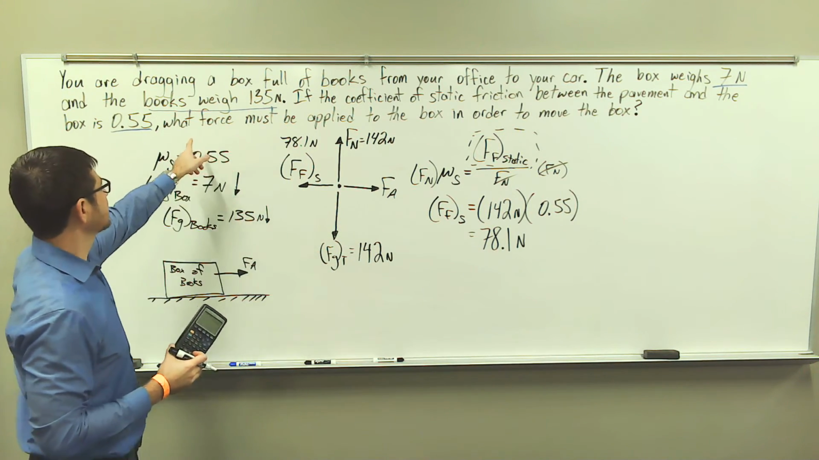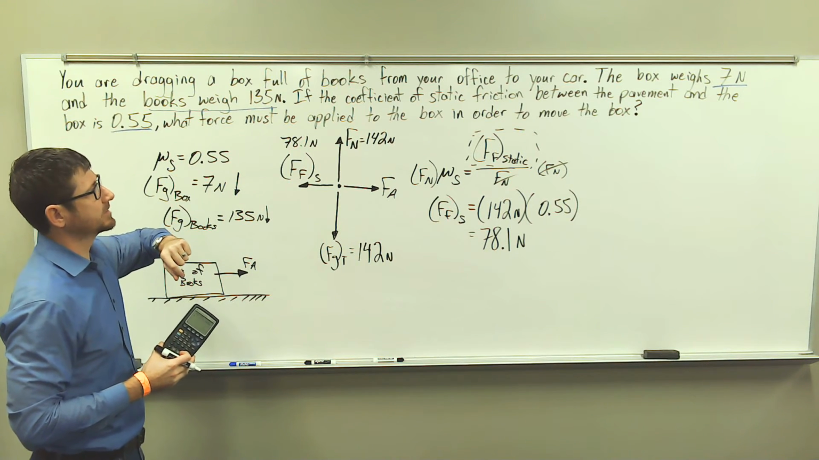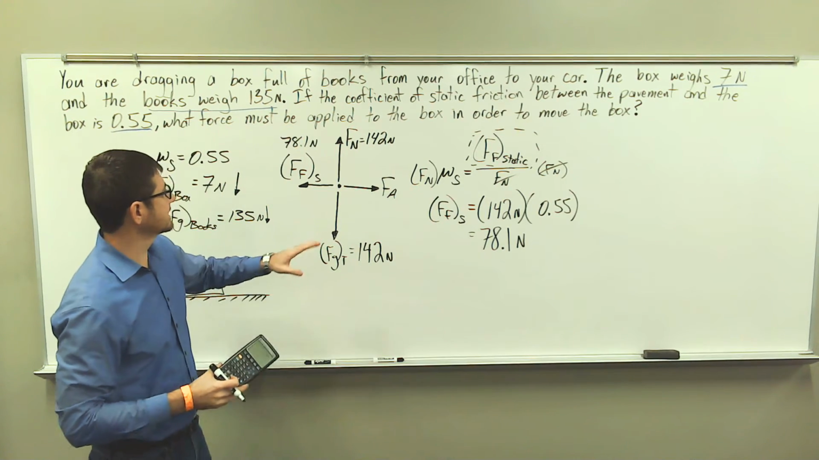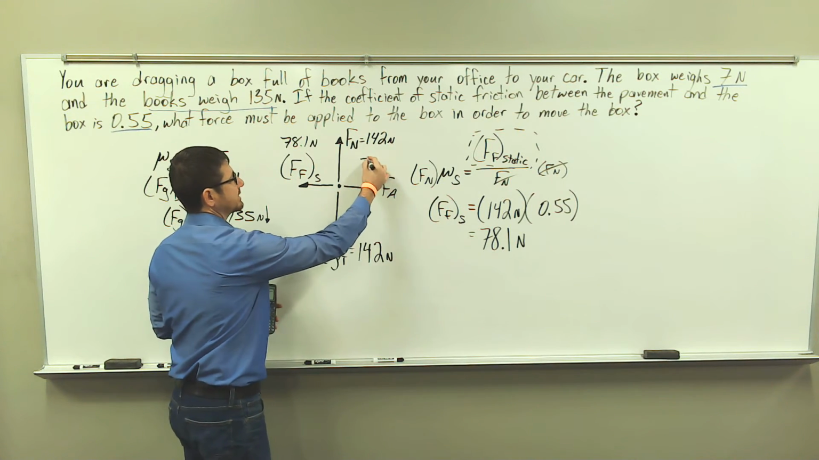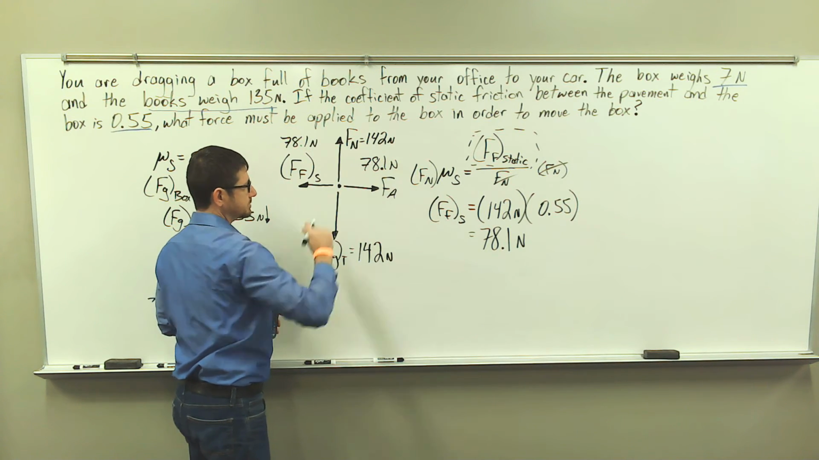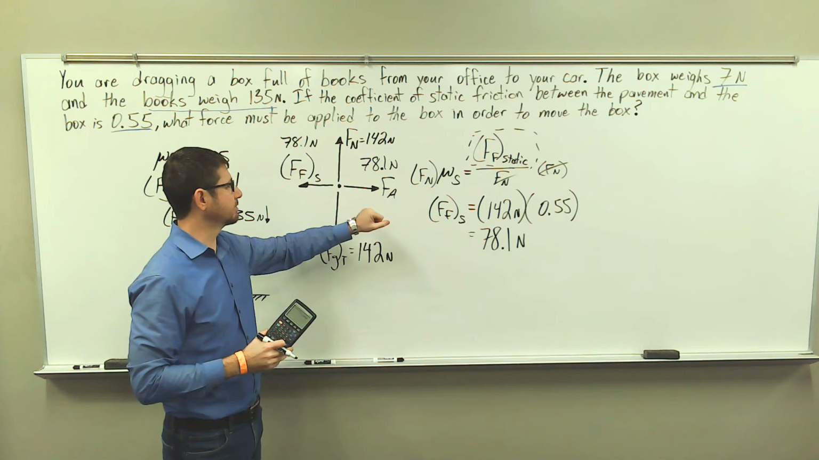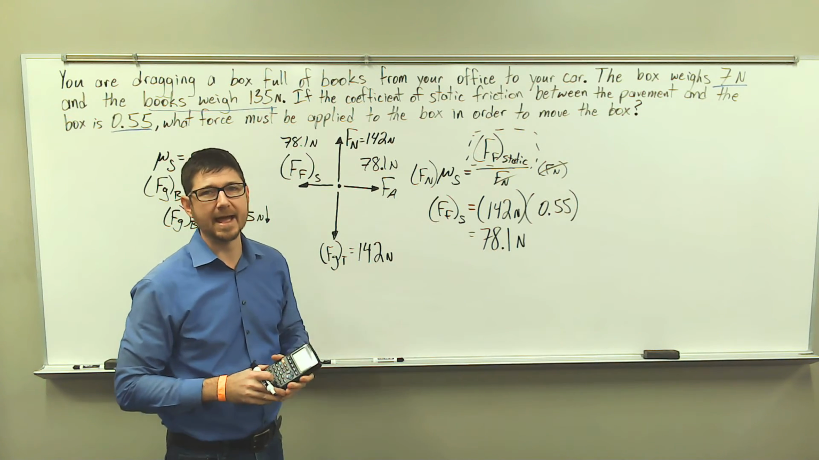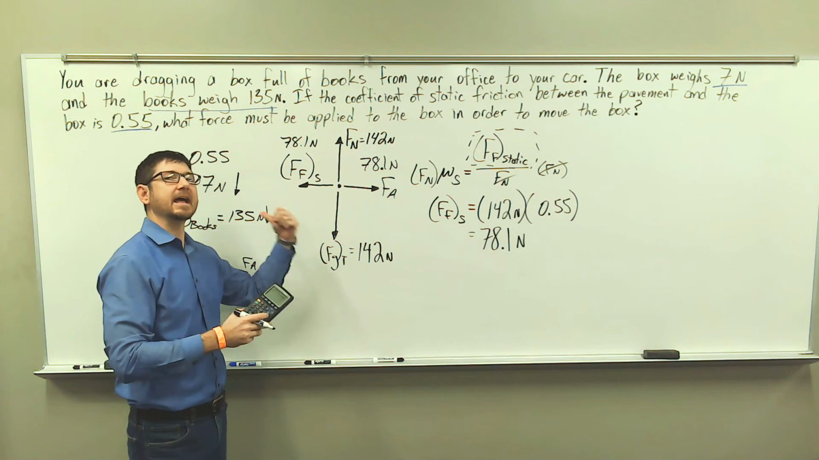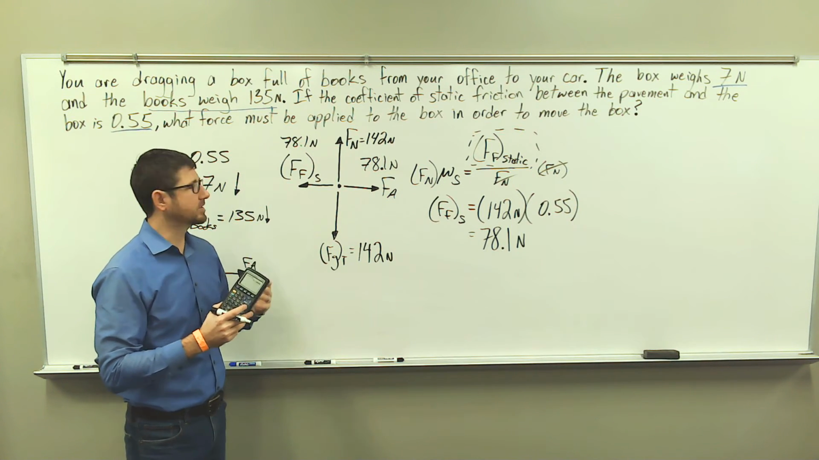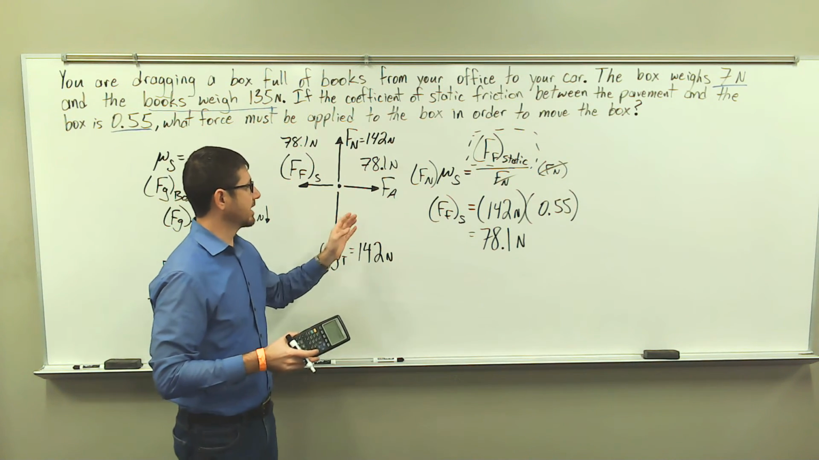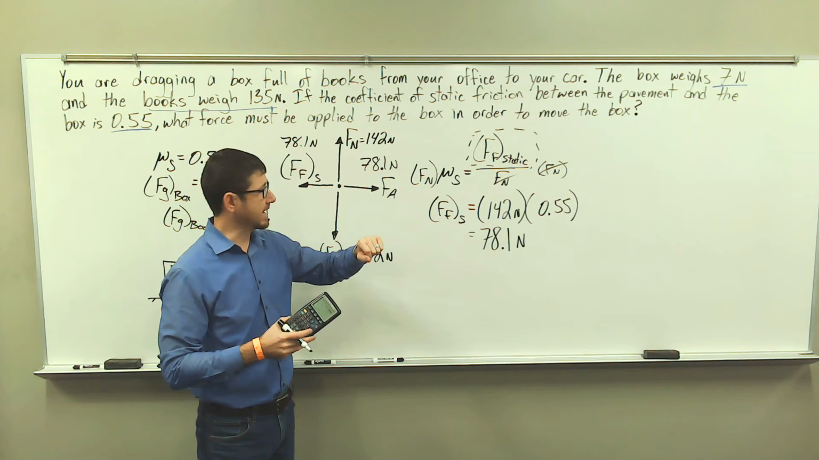Now it's very important to draw this free body diagram so we can visually see really what's going on. And it asks, what force must be applied to the box in order to move the box? Well, let's say if we applied 78.1 newtons, if we applied this to the box, we need to ask ourselves what would happen, okay? So would the box accelerate in the negative x direction? Would the box have zero acceleration? Or would the box accelerate in a positive x direction?